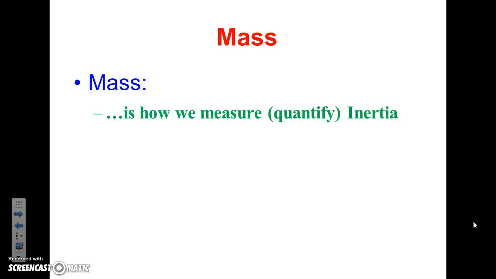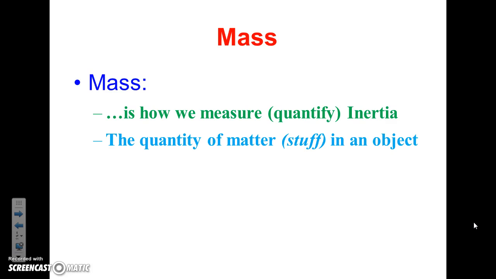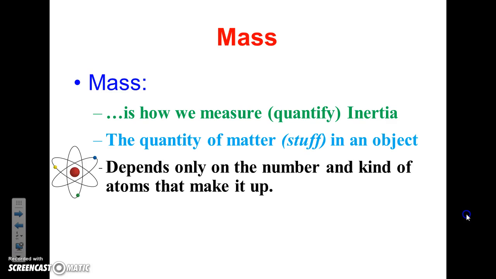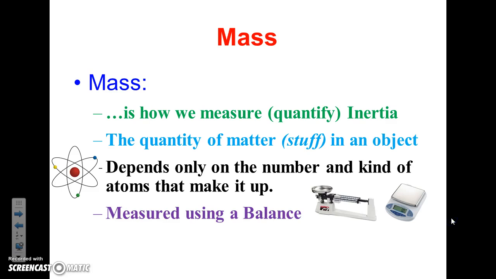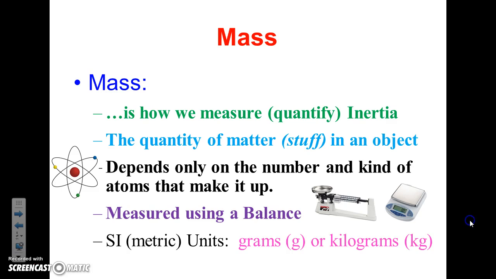Mass is just how we measure inertia, how we quantify inertia. Mass is defined as the quantity of matter in an object. It's the amount of stuff that makes up an object. It depends only on the number and the kind of atoms that make up that object. More atoms, more mass. The bigger the atom, the bigger the mass. We measure mass using a balance, triple beam balance, or an electronic balance. And the units in the metric system for mass are grams or kilograms.